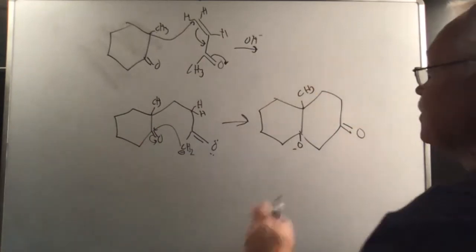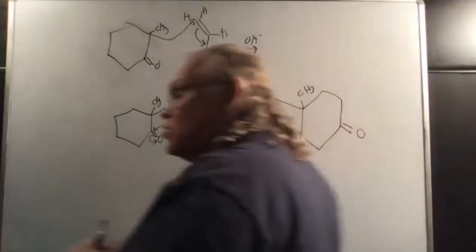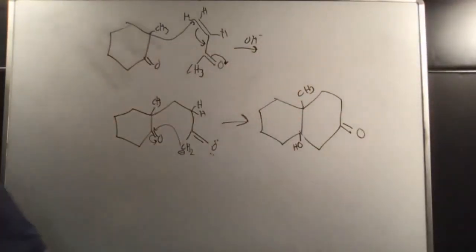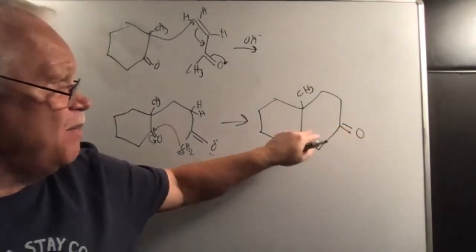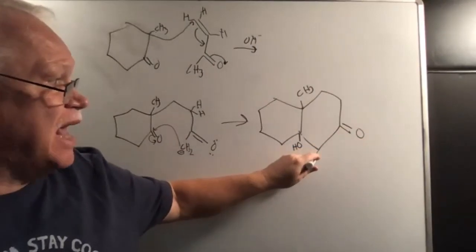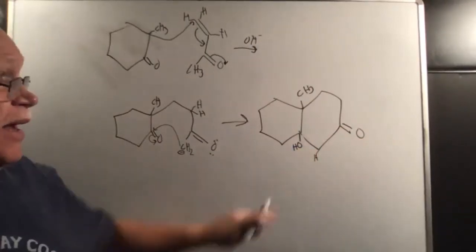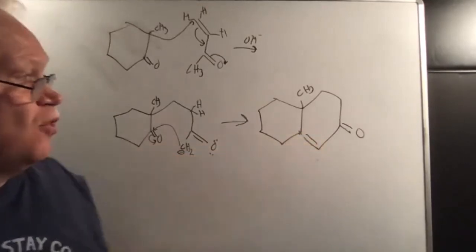The next step is protonation. Now, if you look at this reaction, now what do we have? A alpha beta hydroxy ketone. Didn't we say that if we heat this compound, we can form a double bond?